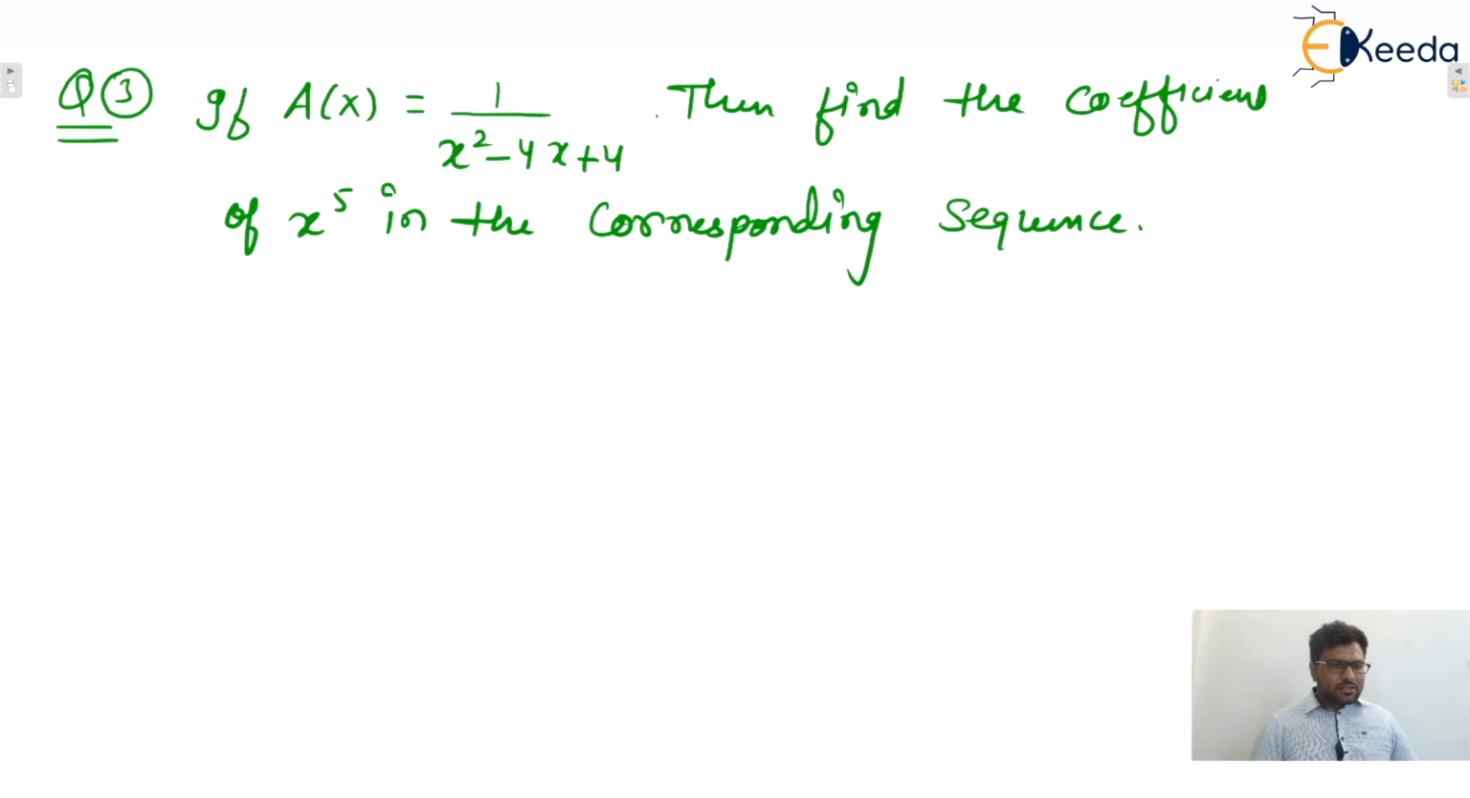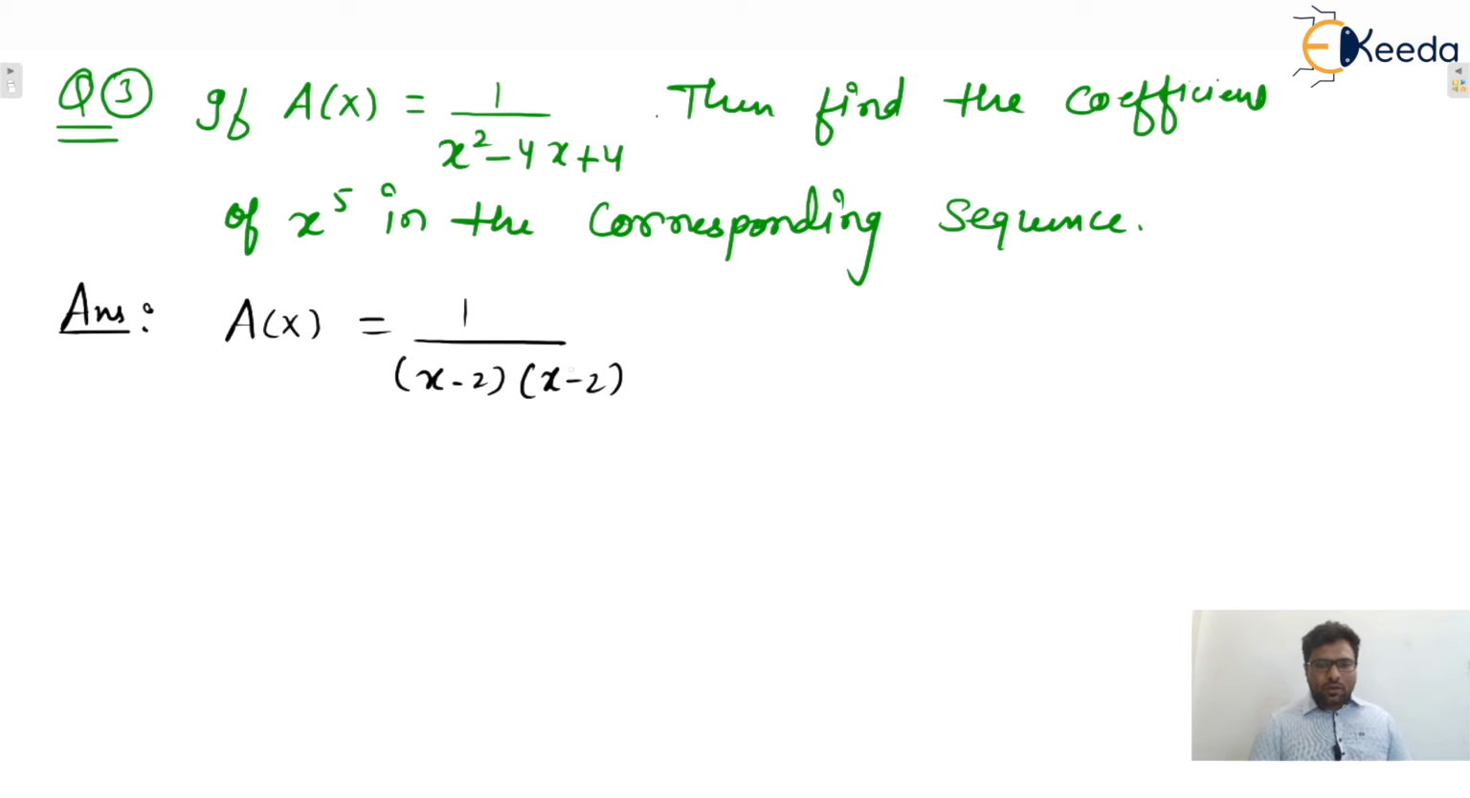So we can do this one like that. Let's see what will be the answer. A(x) is 1 upon x minus 2 into x minus 2. These will be the factors. Now remember, both factors are the same, so this one can be written like this. Now we will convert this one like that. Take 2 as common, so it becomes 4, then it is 1 minus 1 by 2 x raised to power 2.